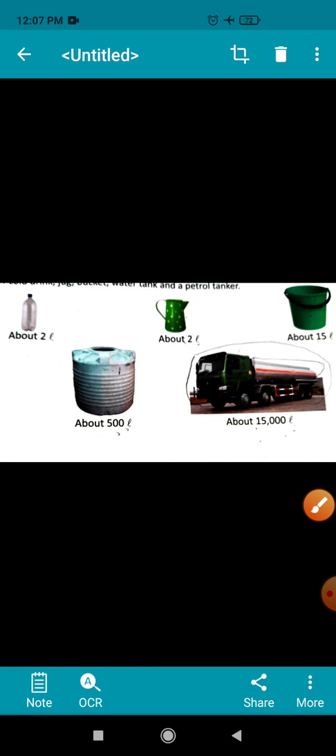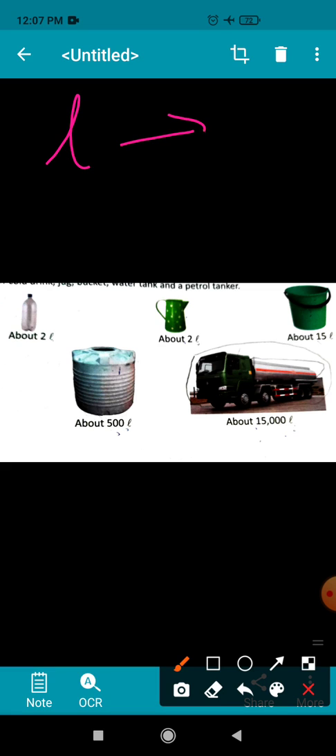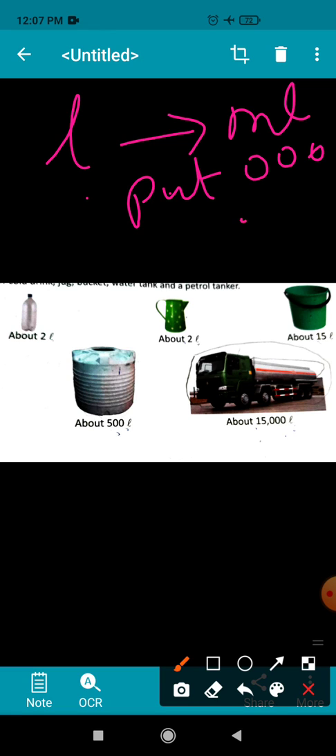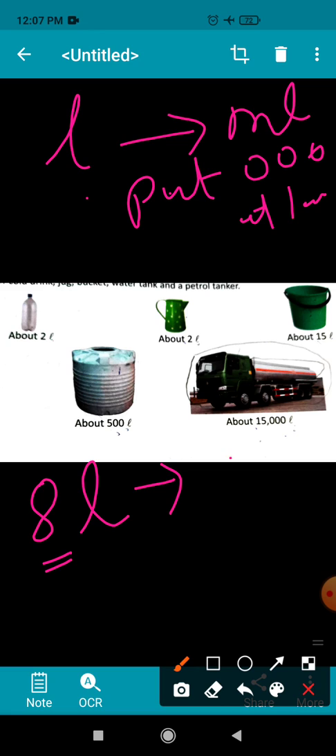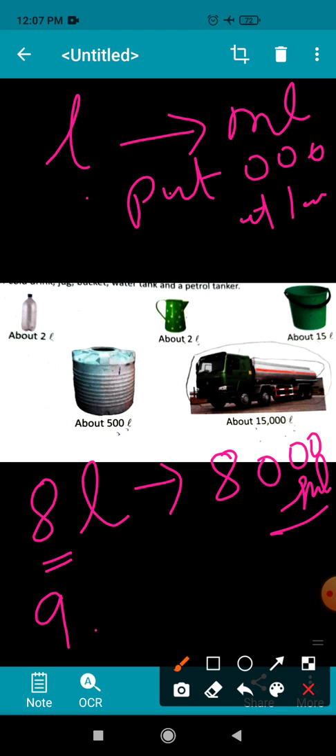Children, now let us see how we can convert liter to milliliter. Children, it is very simple. To convert liter to milliliter, you have to put 3 zeros at the end. For example, 8 liter. What will you do? You will write the number, put 3 zeros at the end and write milliliter. 9 liter, 9 and 3 zeros at the end, 9,000.